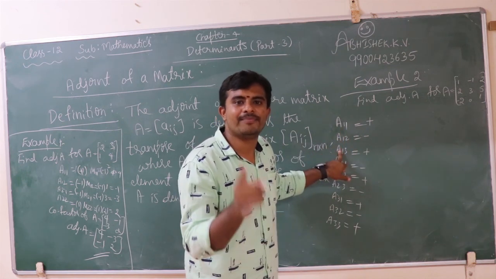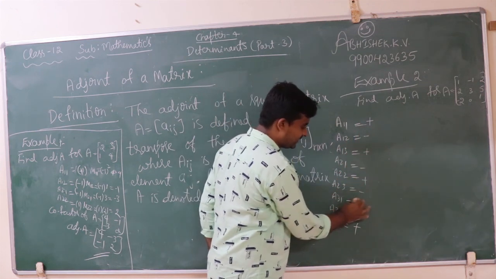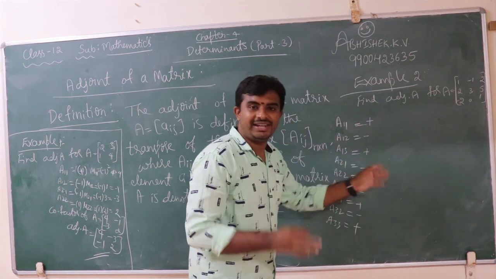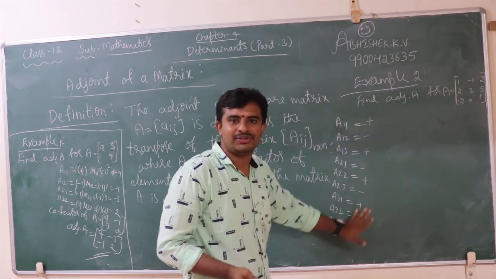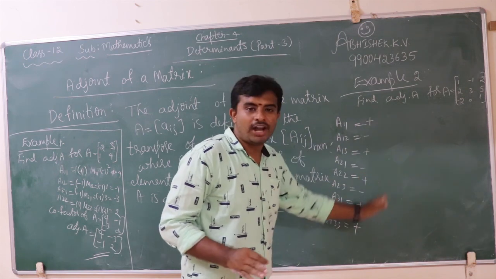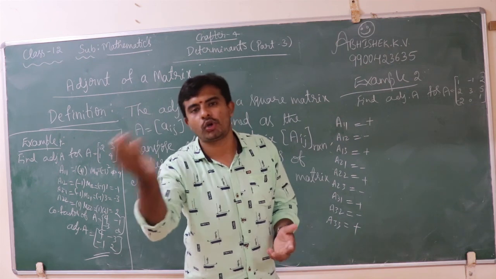If the suffix is odd, it is multiplied by minus 1. That is the hint, right? So the signs go plus, minus, plus, minus, plus, minus, plus, minus, plus. Now it is enough to find the minor, since you already multiplied with minus 1 to the power of i plus j. How do we find the minor? By deleting the corresponding row and column.